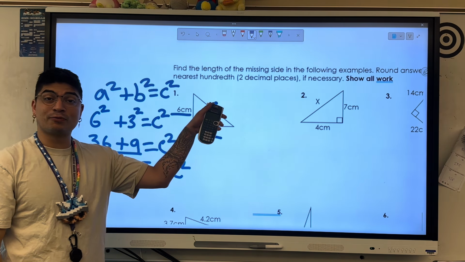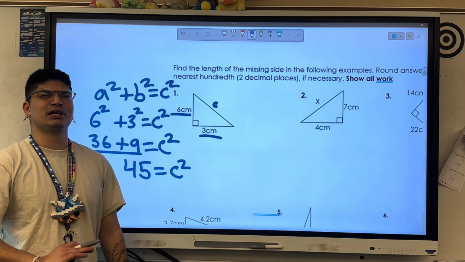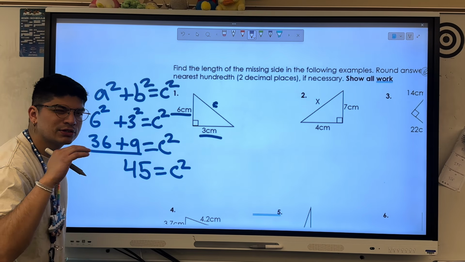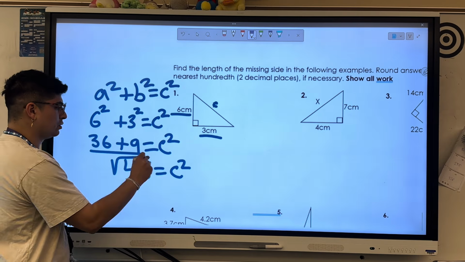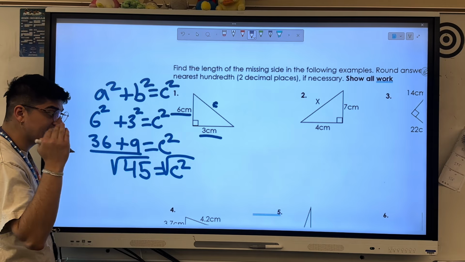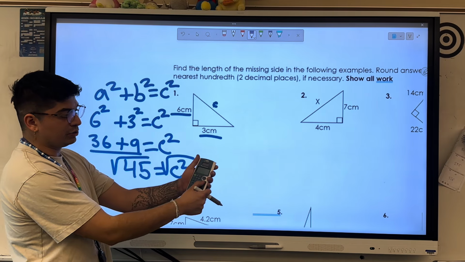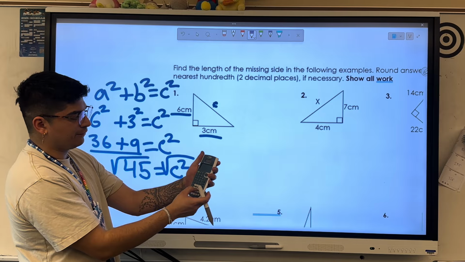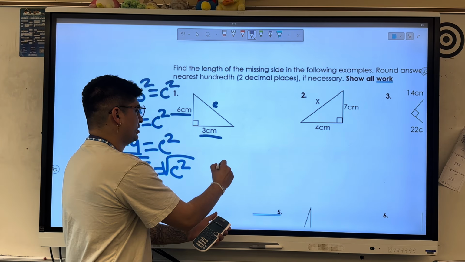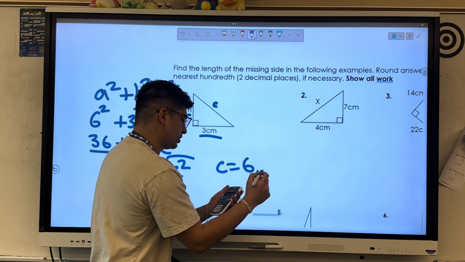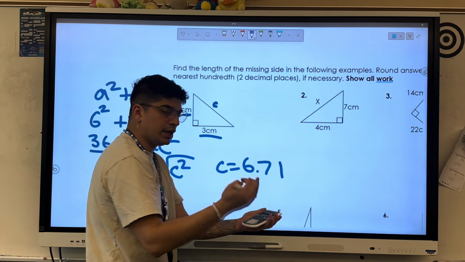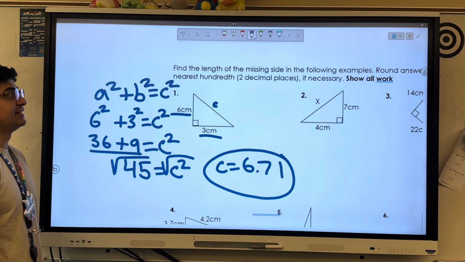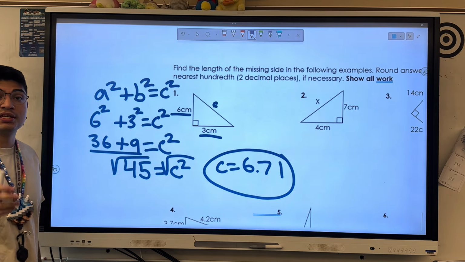Now, that doesn't mean this is 45 centimeters long, right? That would be a crazy length. But because it's squared, I want the square root of it. I want to know what is C, or what is exactly just the C. So in your calculator, you would go, what is the square root of 45? Well, that's going to end up being C is equal to 6.71 as the C.